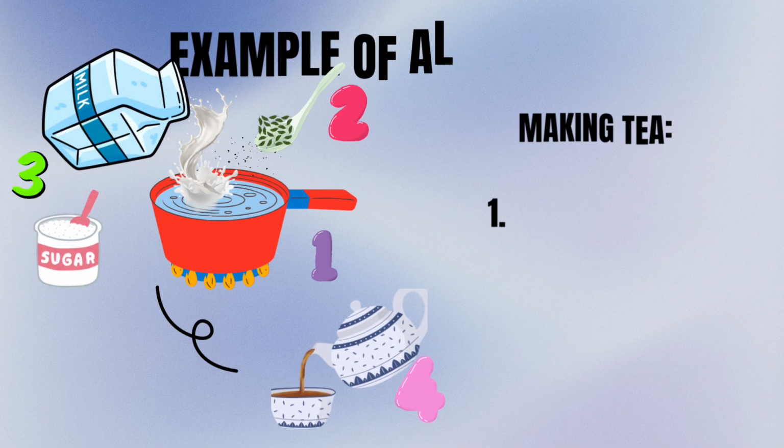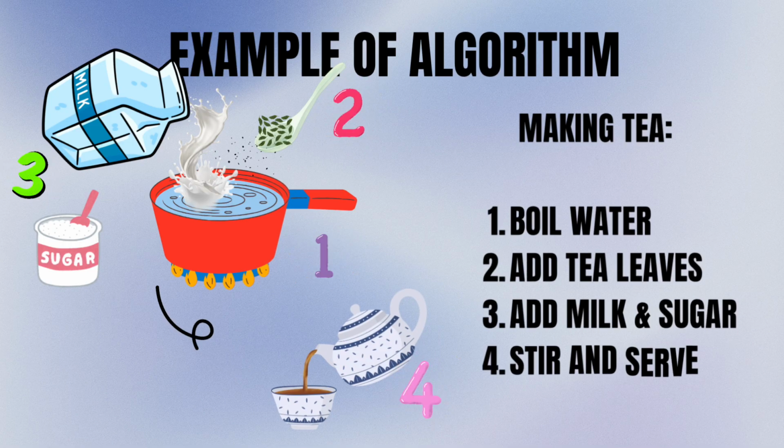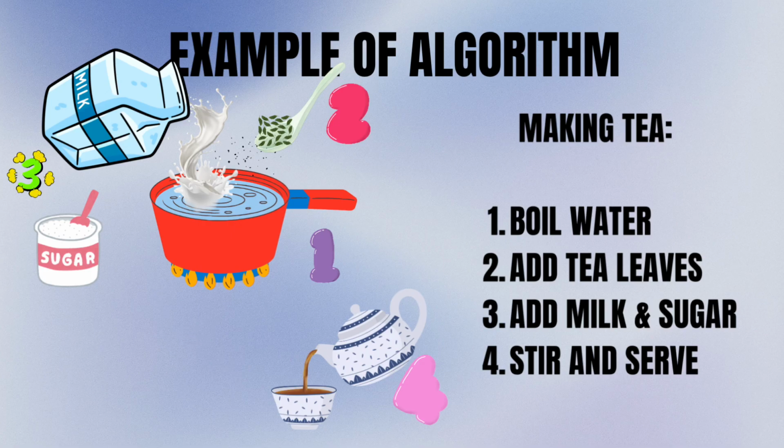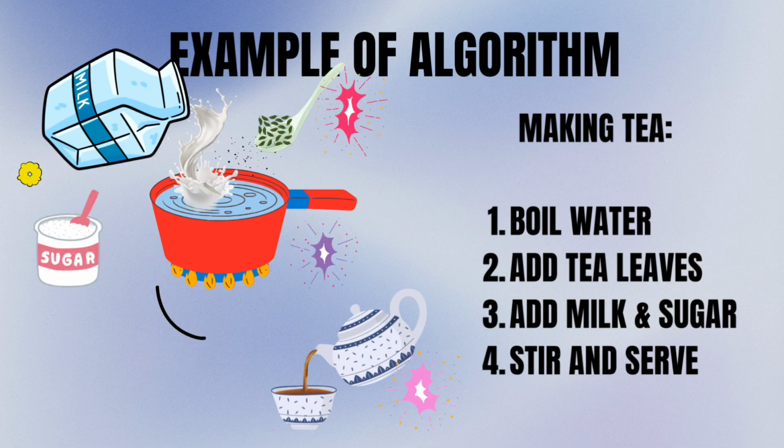For example, let us take a simple example of making tea. Step 1. Boil water. Step 2. Add tea leaves. Step 3. Add sugar and milk. Step 4. Stir and serve. This is an algorithm because it gives clear steps to complete a task.